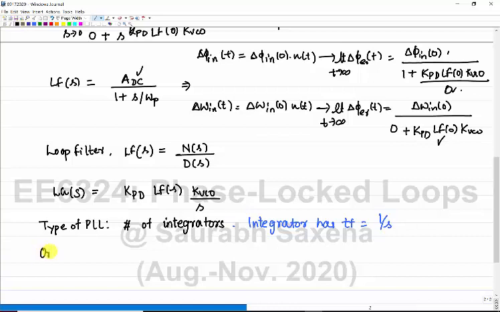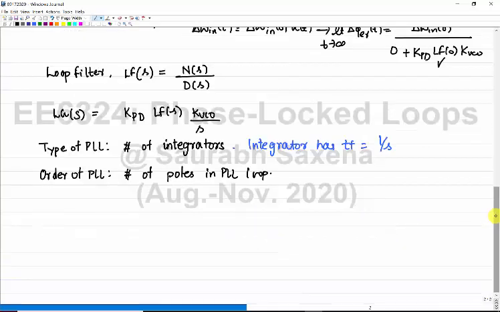The second thing is the order of the PLL. The order of the PLL is defined as the number of poles in the PLL loop, in the loop gain you can say. And every integrator comes with a pole, but every pole does not come with an integrator. That should be clear.